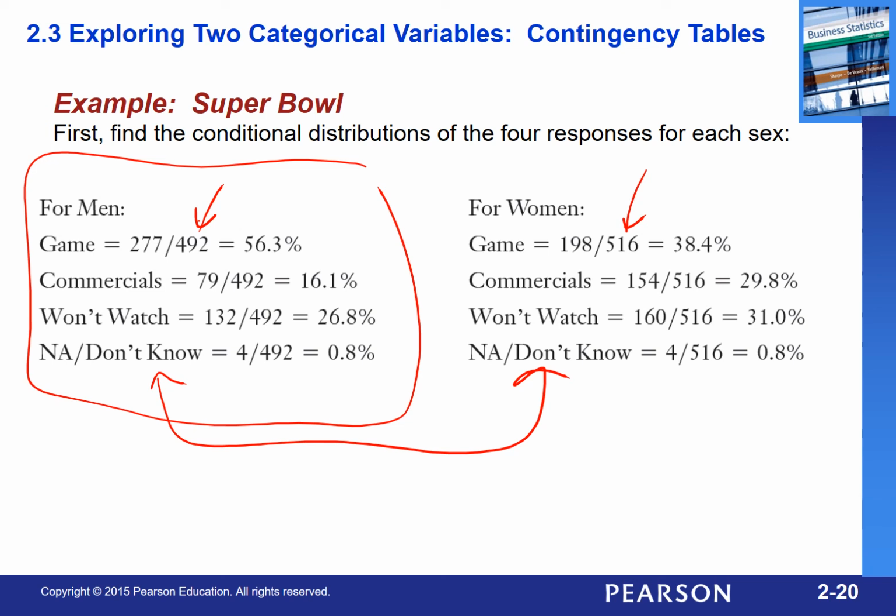For instance, if you know the individual you're looking at is a woman, they're less likely to be watching the game for the game. They're more likely to be watching it for the commercial or not watching it at all. So it appears that knowing gender has an effect. Therefore, gender is not independent of Super Bowl watching behavior.